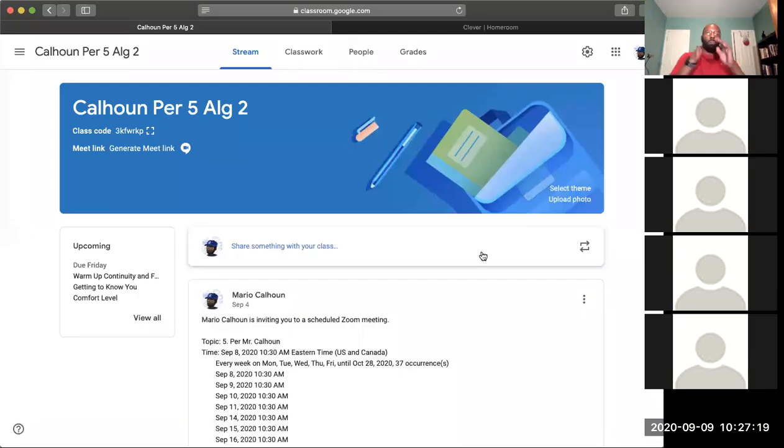Okay, so technically we are recording. We're going to do a quick recap of functions, and we're going to look at three specific types of functions.